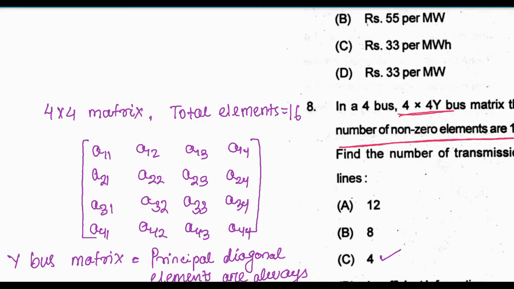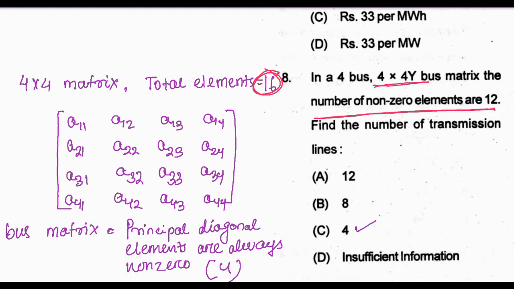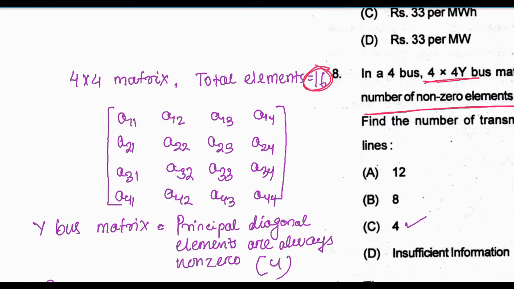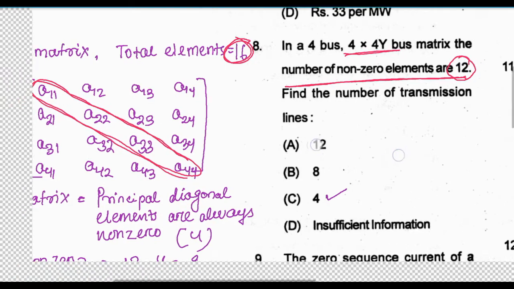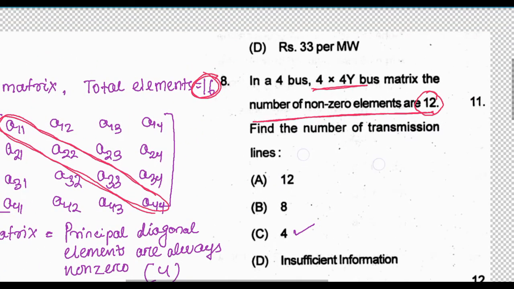For a 4 cross 4 square matrix, the total number of elements will be 16, and among these 16 elements, 12 are non-zero elements. We know that for a Y bus matrix, the principal diagonal elements are always non-zero. Besides the principal diagonal elements, the other off diagonal elements may be zero or non-zero. So here we are getting a total of 12 non-zero elements.